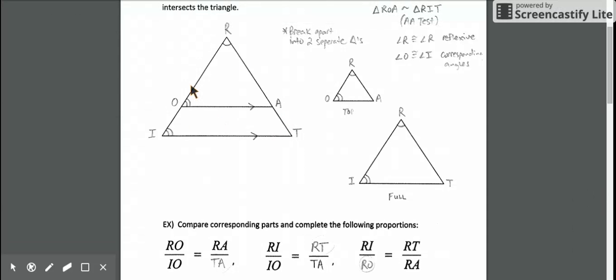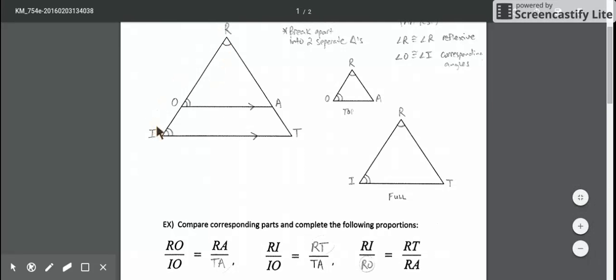And then we could do the same thing, but talk about the other smaller piece compared to the total. So I could take the total left length or piece and compare it to the top piece, so RI to RO, and then I would set that equal to its proportional corresponding piece on the right side. So the total of the right side, RT, compared to the top piece, RA.